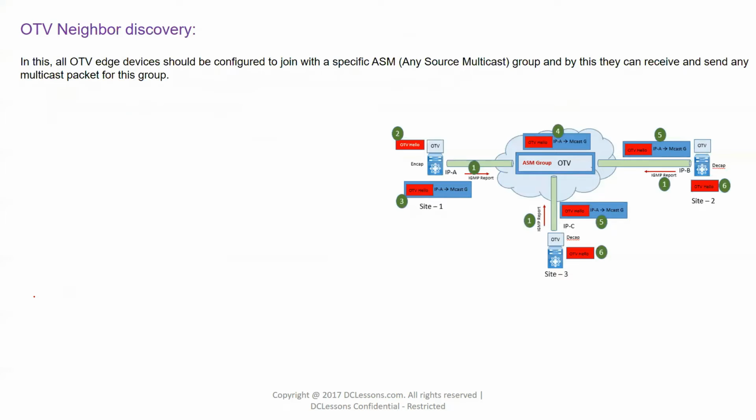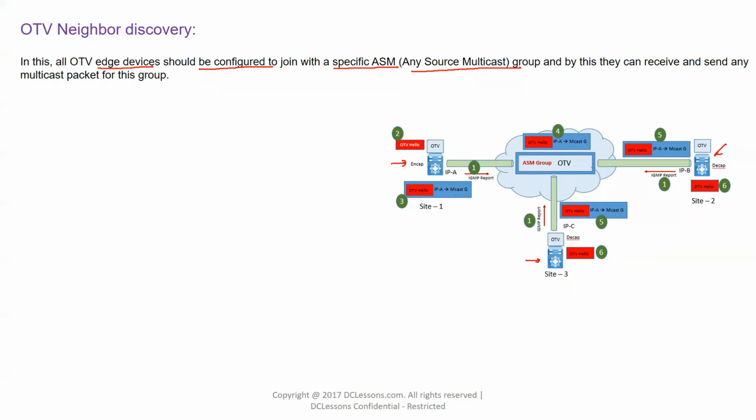So now let's see how the OTV neighborship adjacency is formed over multicast transport. In this, all OTV edge devices should be configured to join a specific any source multicast group. So all OTV edge devices here, here and here, we will be configuring the specific ASM multicast group. Using that group they can receive and send any multicast control packet for this group. Now once the ASM is configured, each OTV edge device will send an IGMP report to join this specific ASM group, which will be used to carry the control plane information, right?